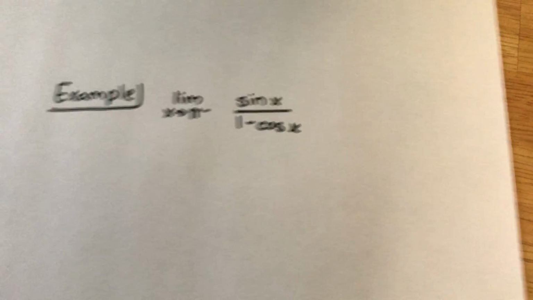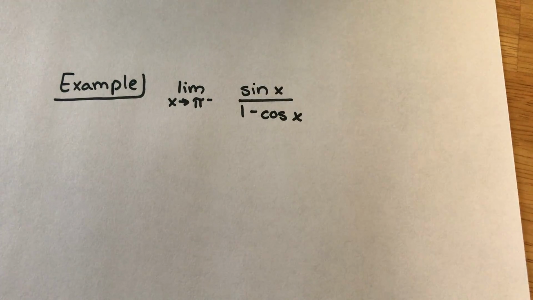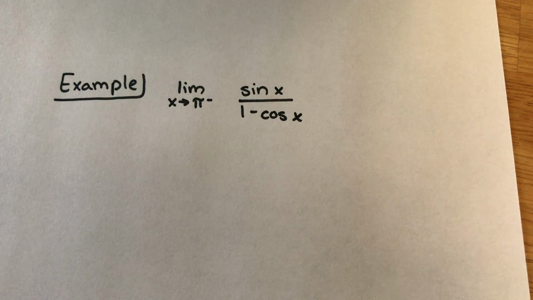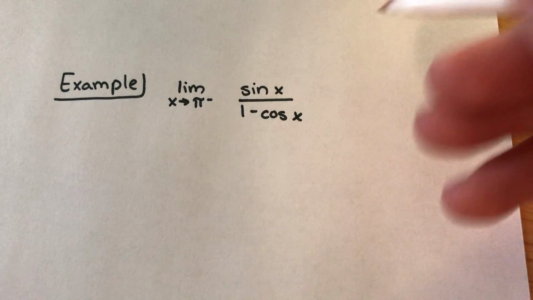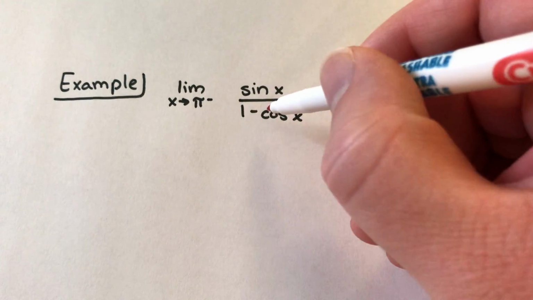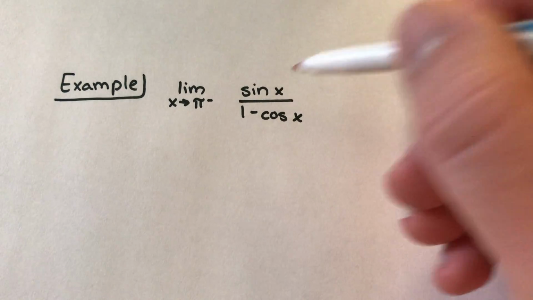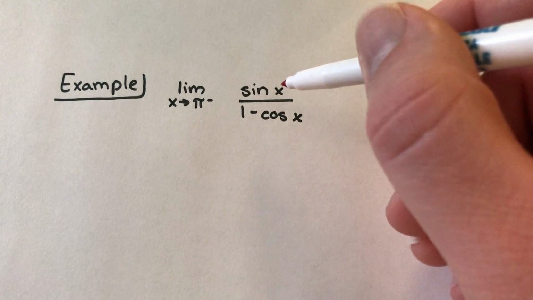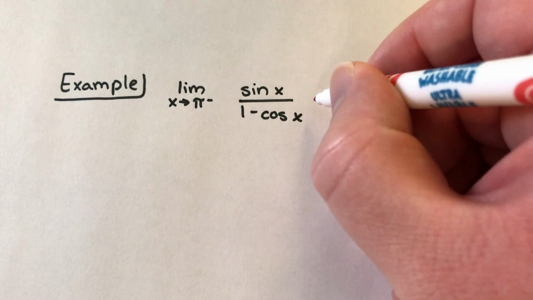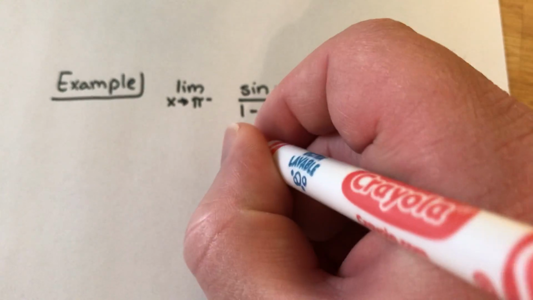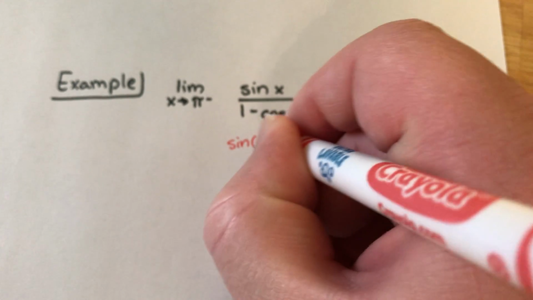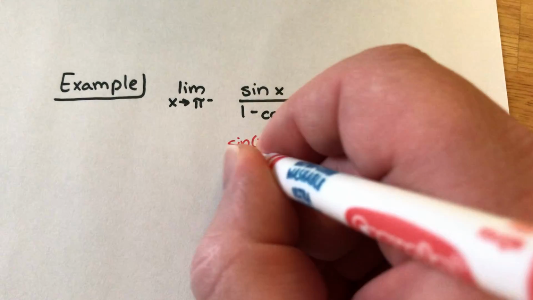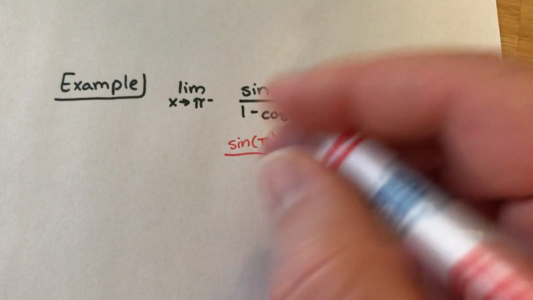In my other example, I have one with trigonometric functions. We have the limit as x approaches pi from the left of sine x divided by 1 minus cosine x. Again, please verify right off the bat whether these are, in fact, indeterminate forms. What I'm going to look at here is that sine of pi is 0. That's kind of a good thing right off the bat. But let's see what happens with the cosine.